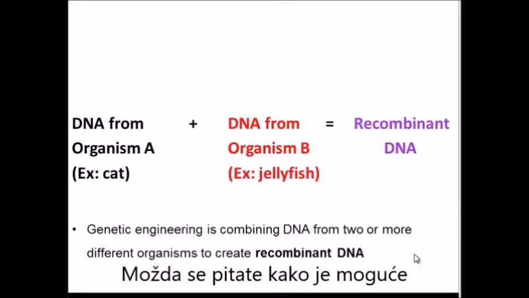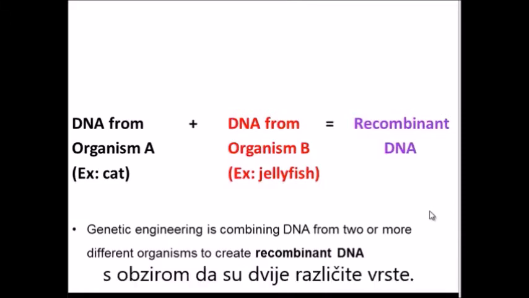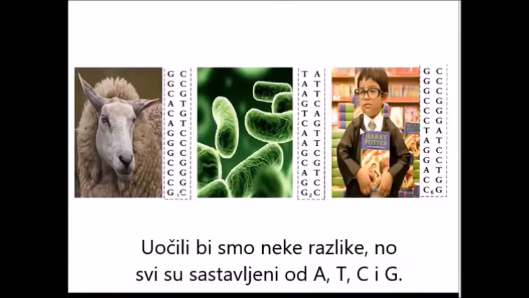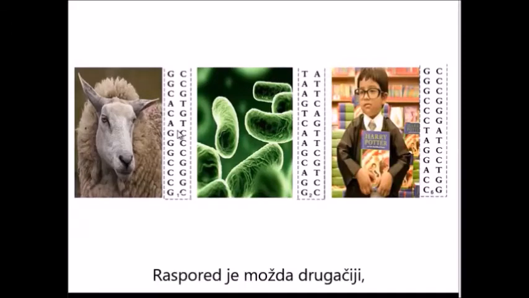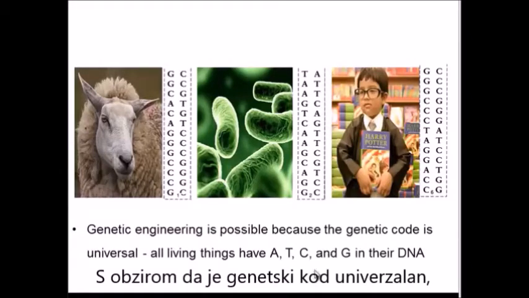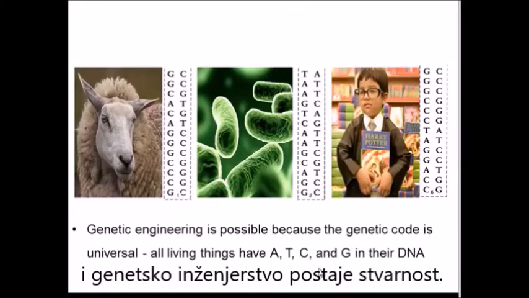Now, you might be wondering, how is it possible to combine DNA from a cat with DNA from a jellyfish? Those are two really different organisms. Well, the key is that the genetic code is universal. So if we were to take a look at the DNA of this animal, the DNA of this bacteria, and the DNA of this little boy, we would see some differences, but they're all made up of A, T, C, and G. Now, the sequence might be different, but they're speaking the same language. And because the genetic code is universal, we can combine DNA from different organisms, and genetic engineering is a reality.